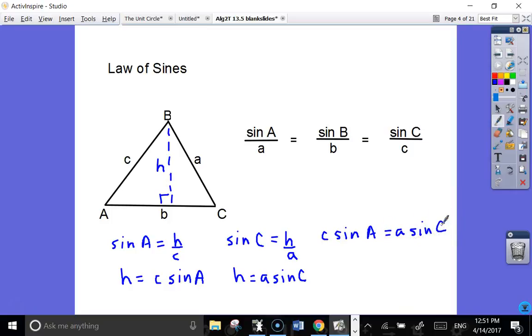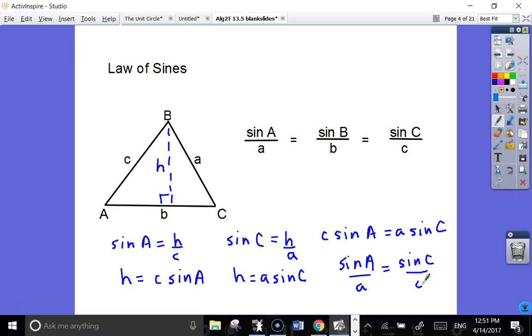And now if I divide both sides by ac, I get sine A over a equals sine C over c. The law of cosines is a little harder to do, but the law of sines actually doesn't take that much to figure out where that came from.